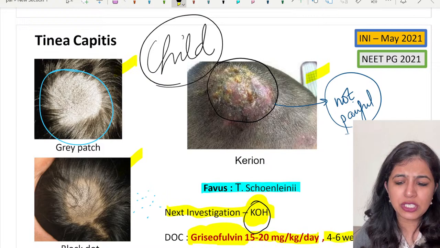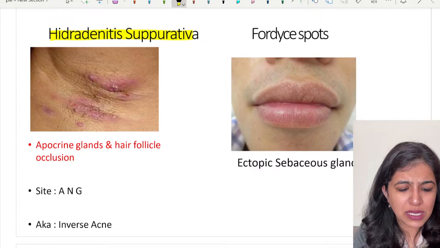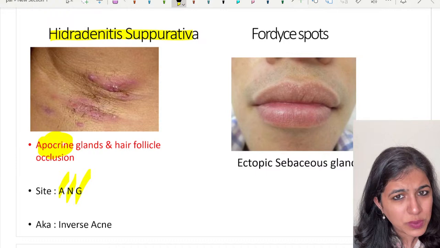Next, we come to disorders of the glands, in which an image of hidradenitis suppurativa was asked in your exam last year. This is a disorder involving the apocrine glands. Since apocrine glands are present only in the axilla, nipple and the groin, these are the areas where you will see hidradenitis suppurativa, and these glands become active at puberty.